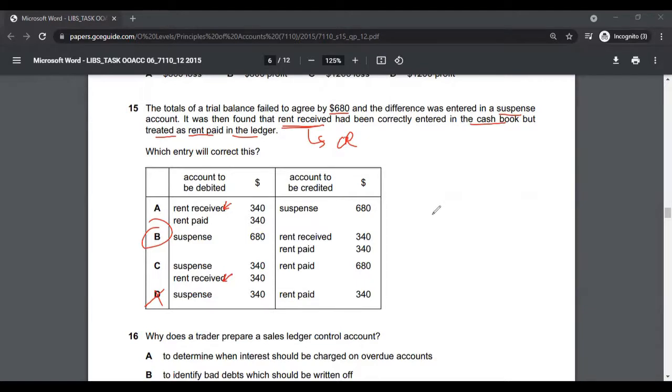So I hope these videos are helping you to understand how you can actually score 100% on your paper one, the multiple choice paper. So suspense would be debited, rent received would be credited, and then rent paid, which was debited, needs to be credited again. This is the correction of error. So the answer to multiple choice 15 would be option B.